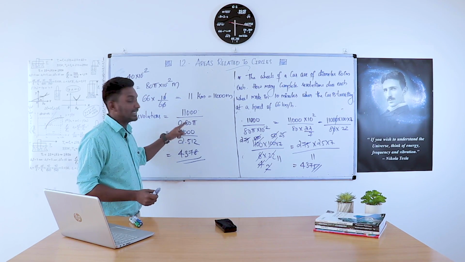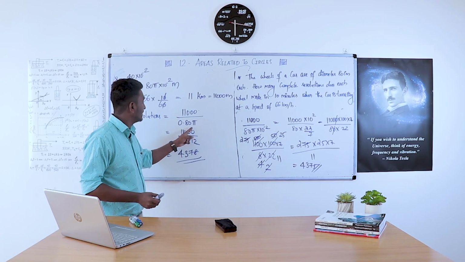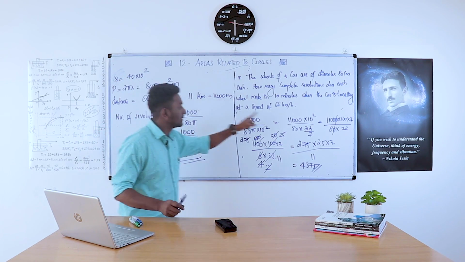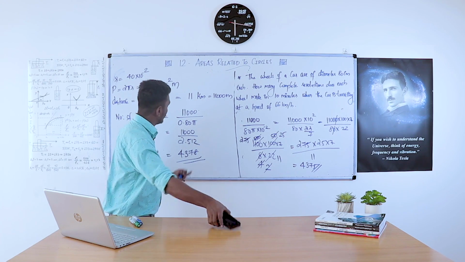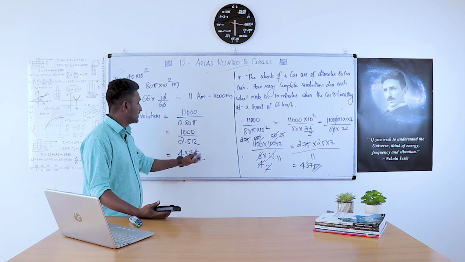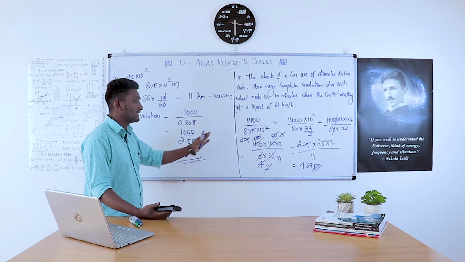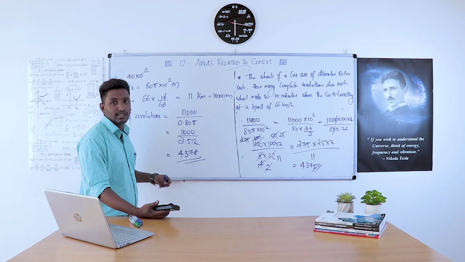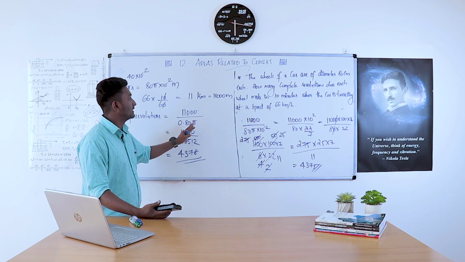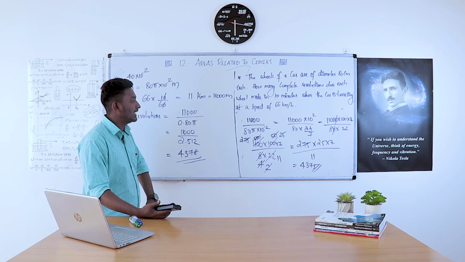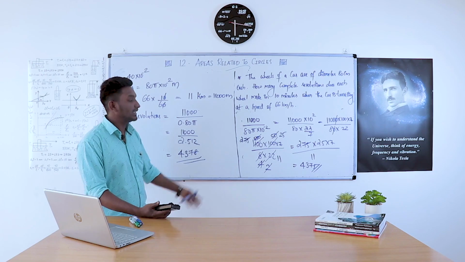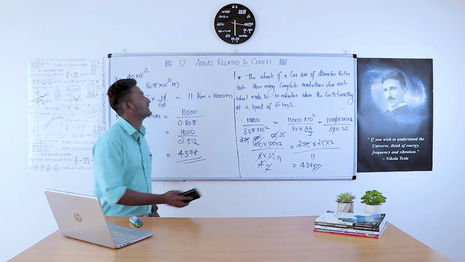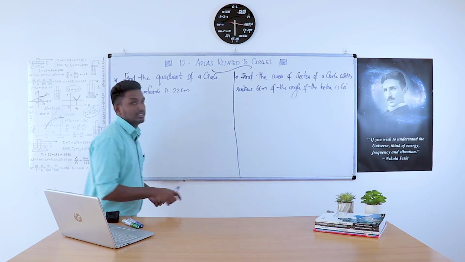Here I am multiplying 3.14 directly in the calculator. But here I am substituting 22 by 7. So both of the answers are right. No problem whether it is 4,378 or 4,375, both are right. Because here I am substituting 3.14 and directly calculating with my calculator. Here substituting pi as 22 by 7 and simplifying gives the same result. That's it. Now moving to the next question.